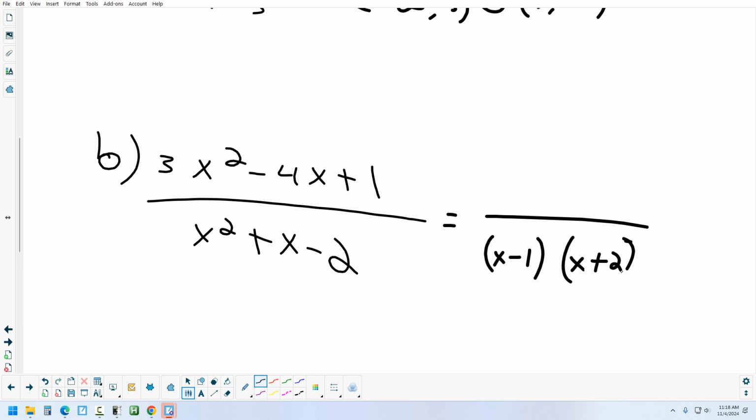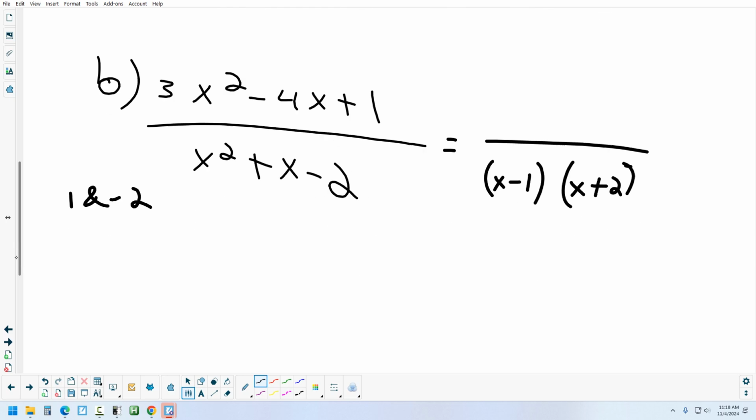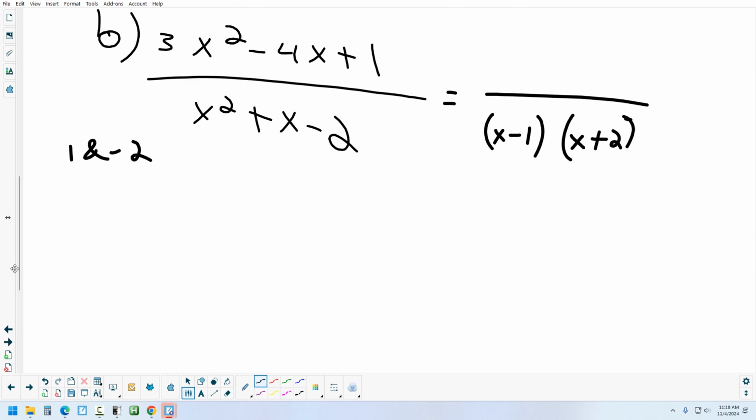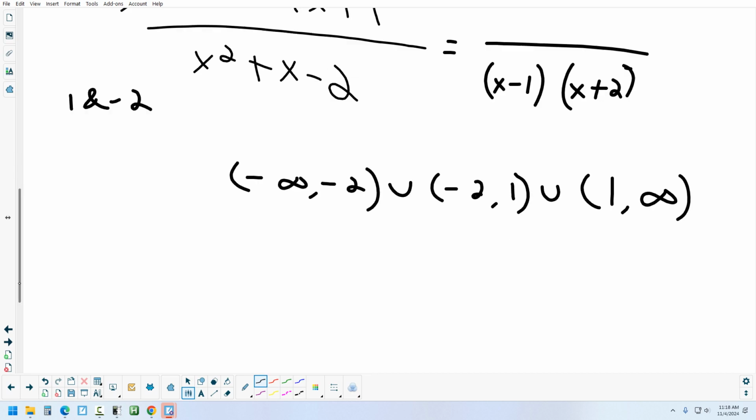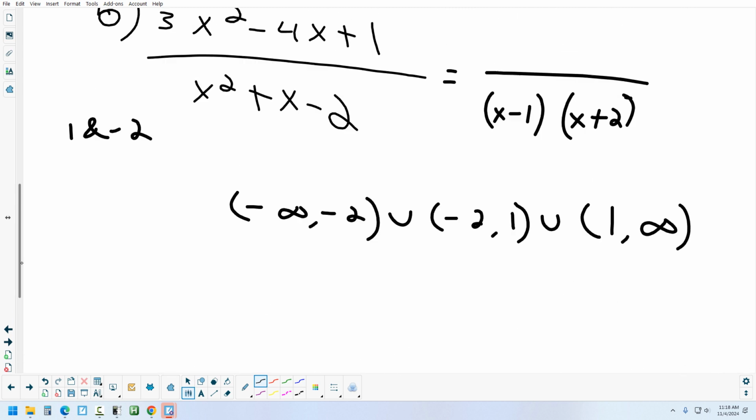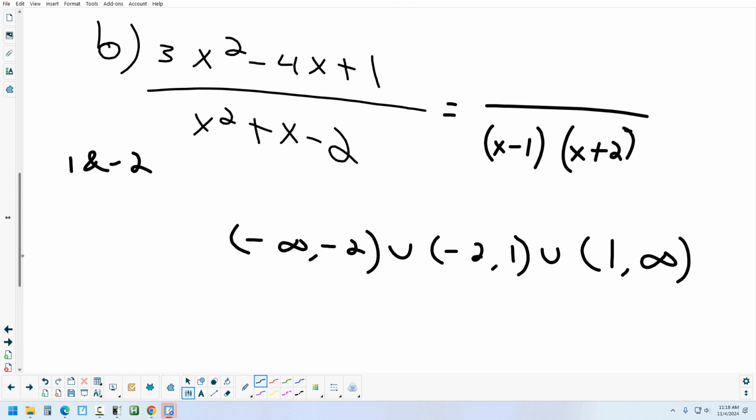So now, what are the 2 numbers that we are not allowed to use? 1 and negative 2. So I just put those off to the side. And now think of my intervals. We can go below negative 2. We can go between negative 2 and 1. Or we can go higher than 1. So for some, it kind of helps to just do it on a number line so you can see, like I did here, and label the sections. Or if you can do it like that, that's fine too. That's my domain.